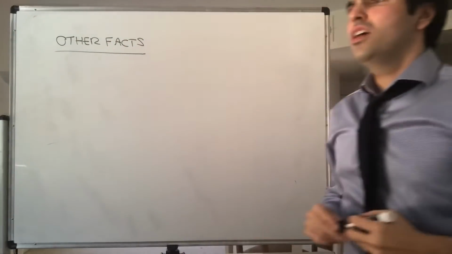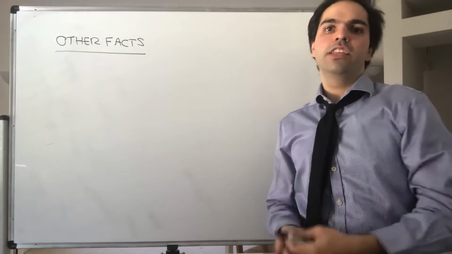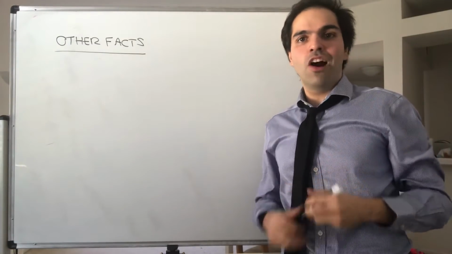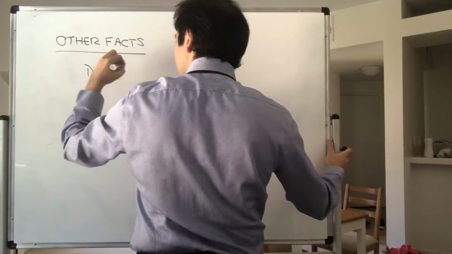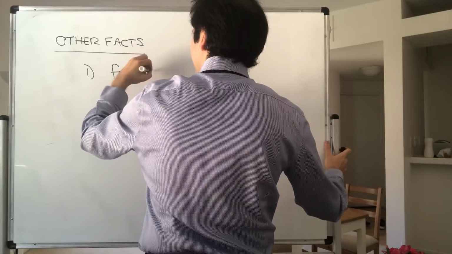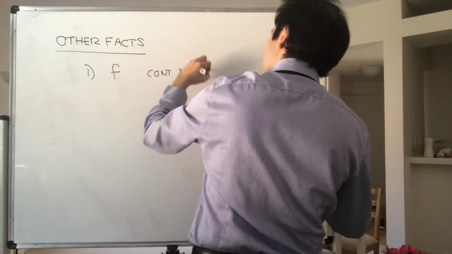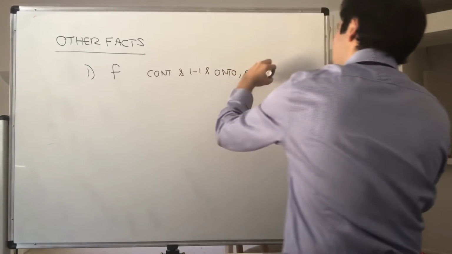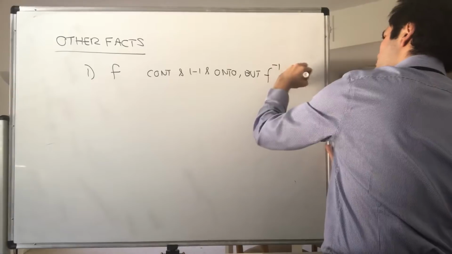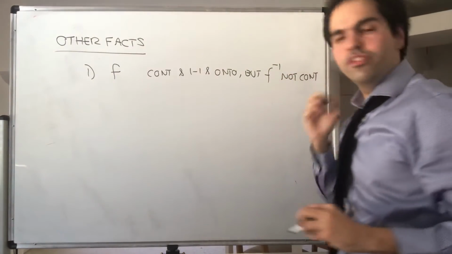Because you might be like, well, why do we even need f inverse to be continuous? Doesn't it automatically follow? Well, it turns out that no. You could have f to be open, continuous, one-to-one, and onto, but f inverse not continuous.